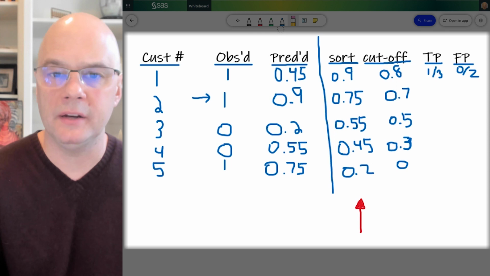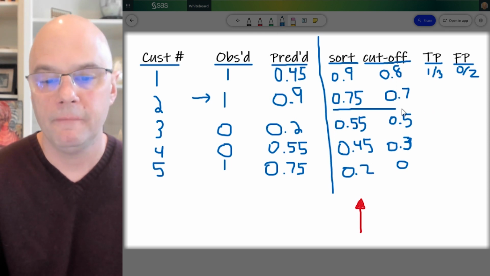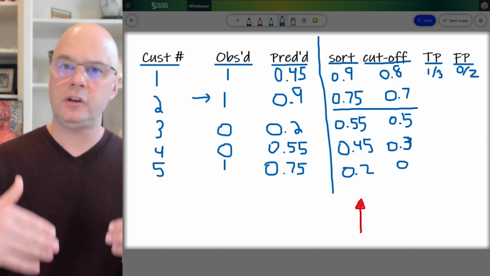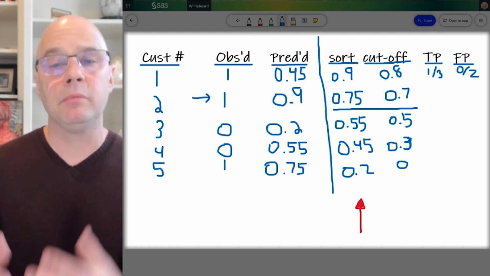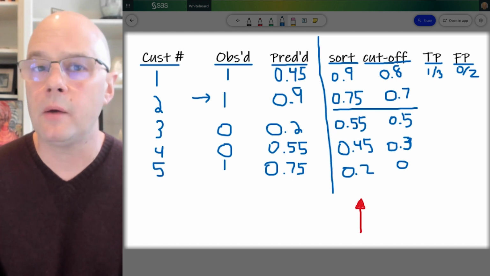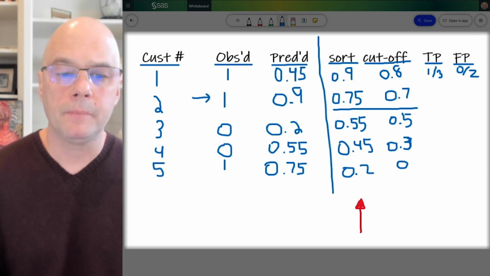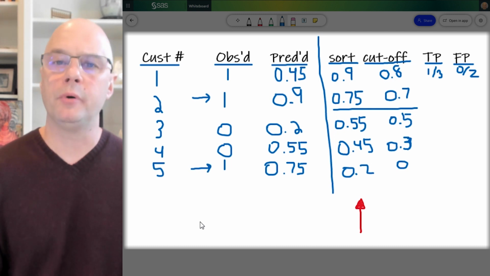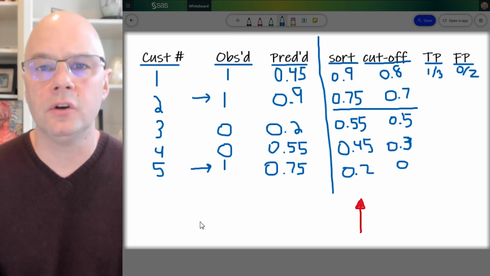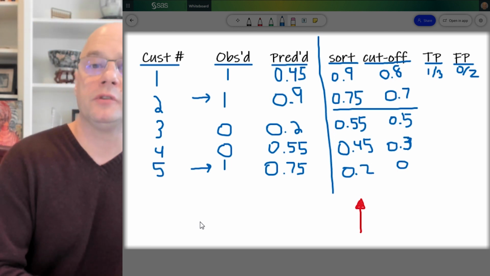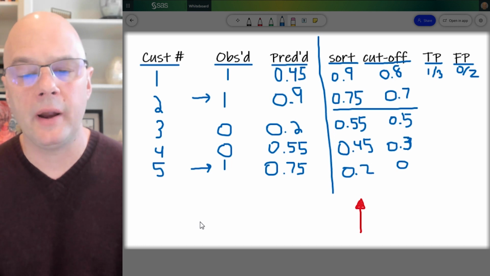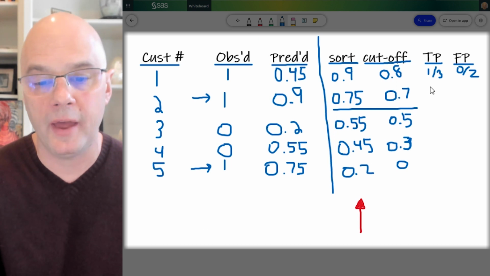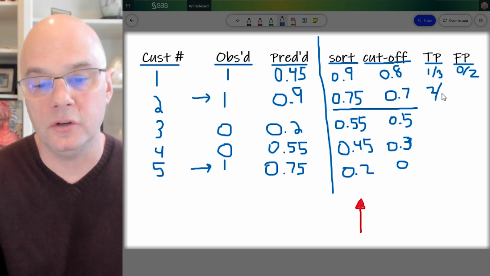Well, now we go deeper into the data. We consider another cutoff. Now my cutoff is 0.7 and I play the same game. Every observation above that cutoff is going to be labeled as a 1. Those are individuals that I would market to. Let's see what we've got in the data. Well, now I've got 2 observations captured at that depth. The one predicted as 0.9 and the one predicted as 0.75. And both of them were observed 1s. So for the true positive rate at this cutoff, of all 3 of the known 1s, I've now captured 2 of them. True positive rate continues to go up.